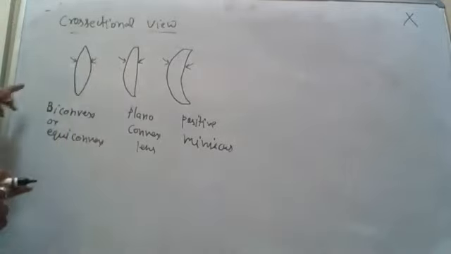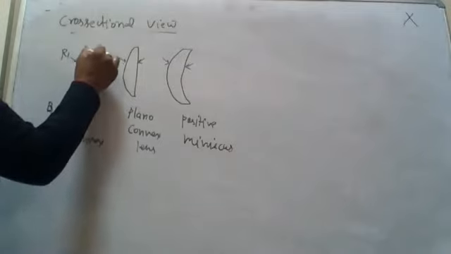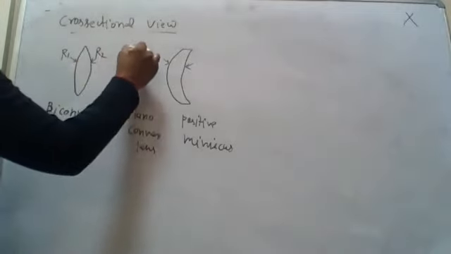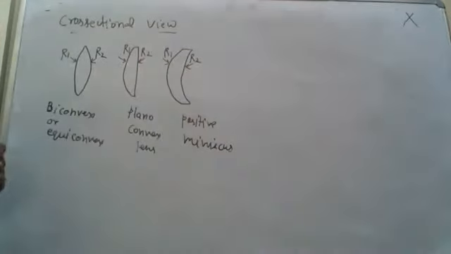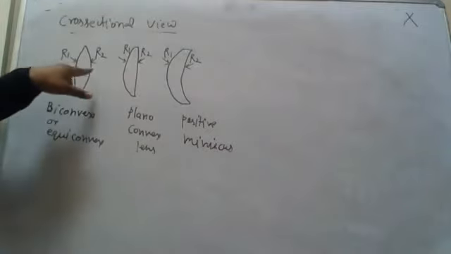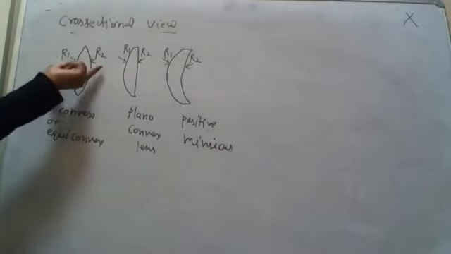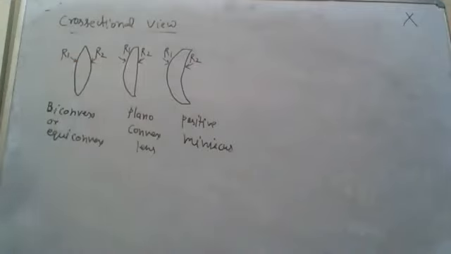Can you tell me what is the radius of curvature R1 and what is the radius of curvature R2? What is the radius of curvature of the biconvex lens, R1 and R2, where R1 is positive and R2 is positive? Which one is positive, which one is negative here? Can you tell by seeing the diagram? Anybody? Revant?